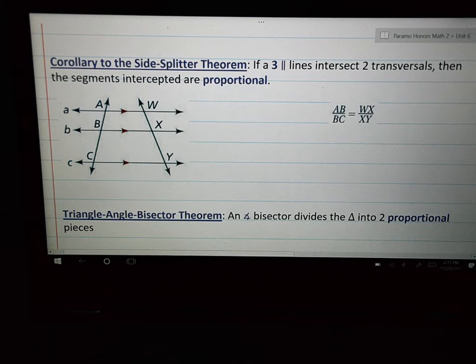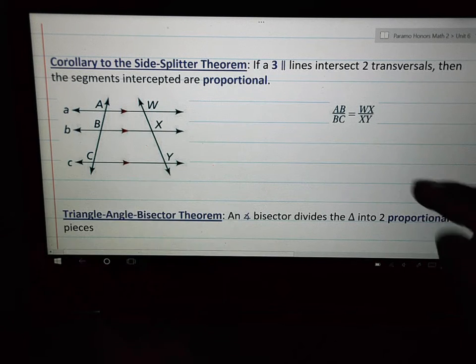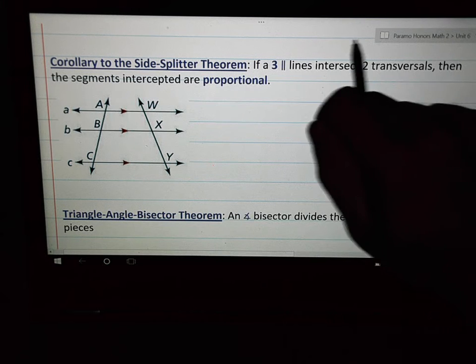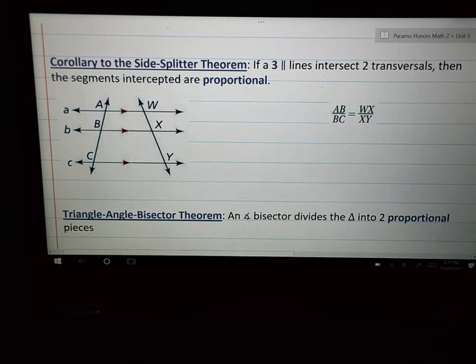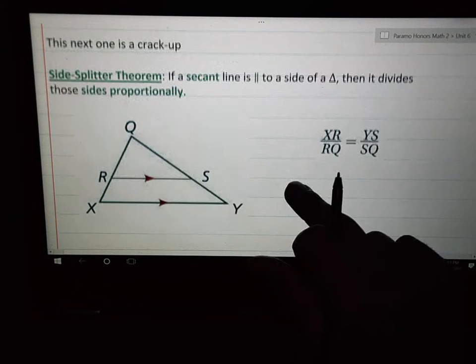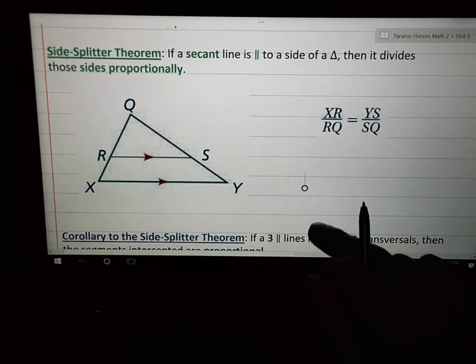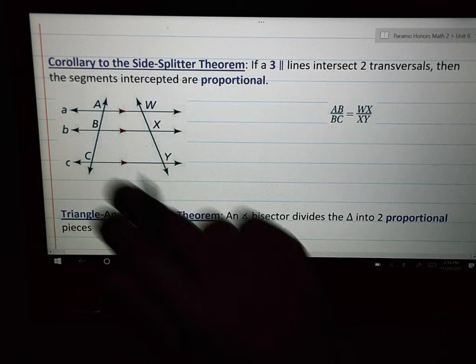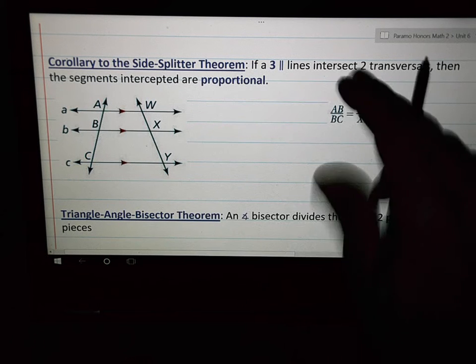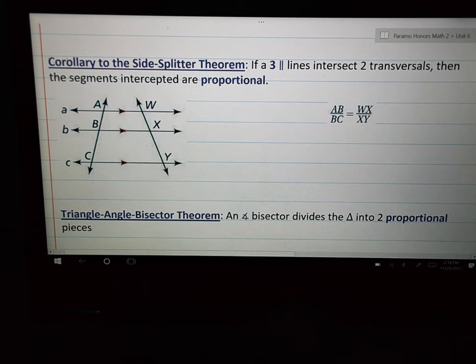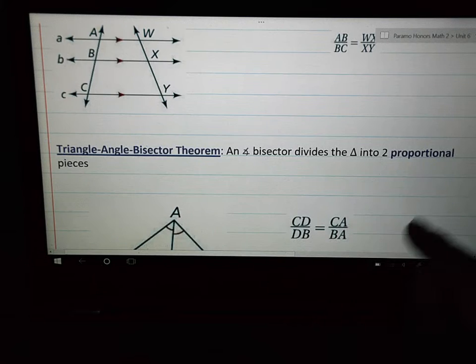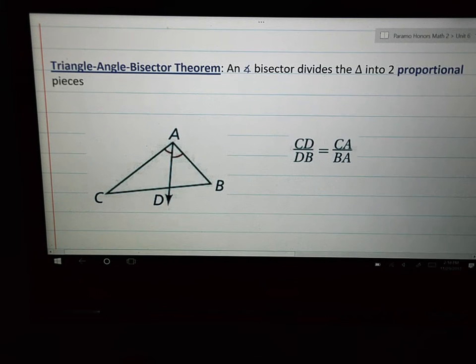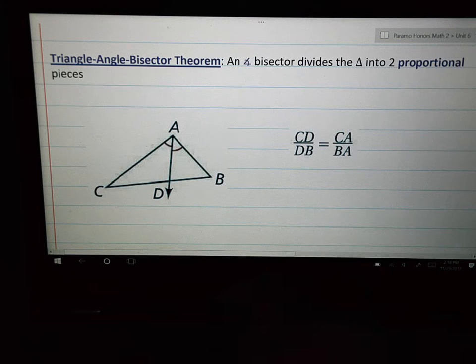The way proportions work, they all make sense. Remember how we can do reciprocals. And we can do this side over that side equals this side over that. They'll be the same. The product of the means will always be equal to the product of the extremes. First theorem, side splitter theorem. It's for triangles, but it has to be parallel. Corollary to the side splitter theorem has parallel lines, not a triangle, but we still have parallel lines to be proportional. Last one is called the triangle angle bisector theorem.